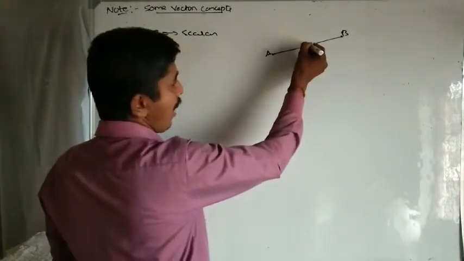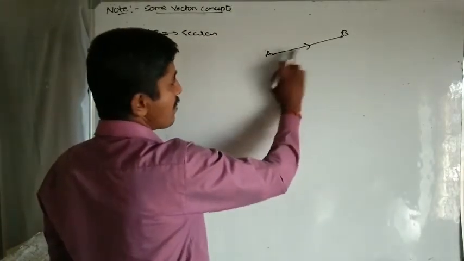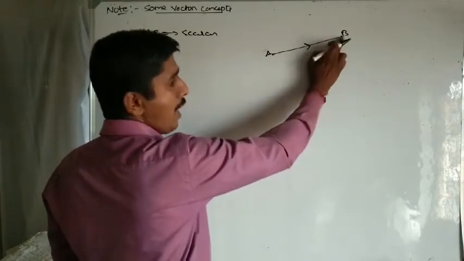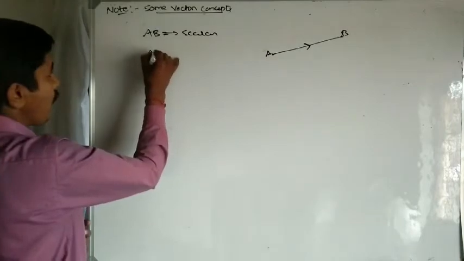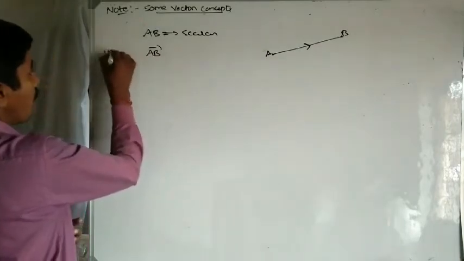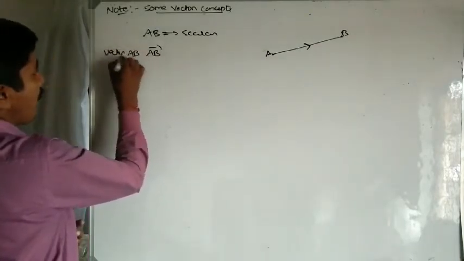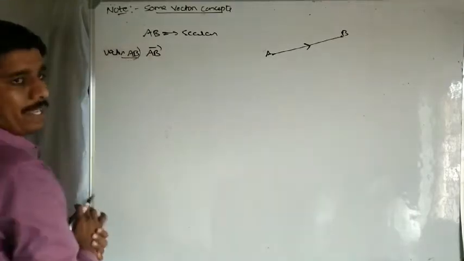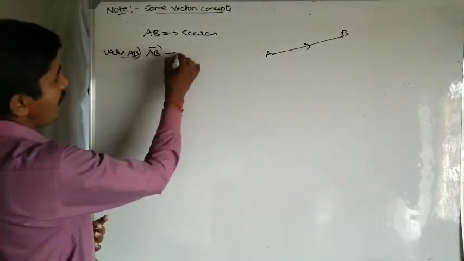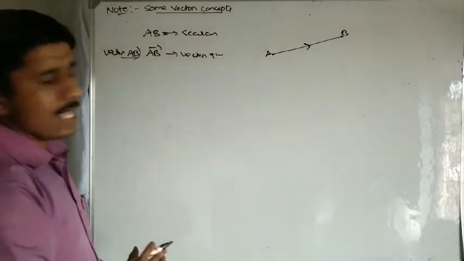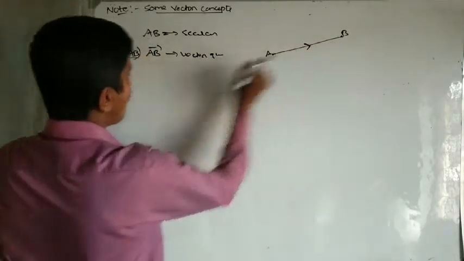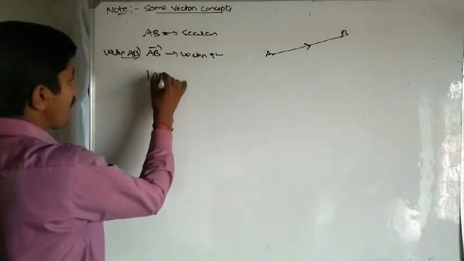Here I am giving an arrow mark like this. Arrow mark means it is directed from point A to point B. Here we say that this is vector AB, denoted by vector AB. Clearly here vector AB is a vector quantity. And the magnitude of this vector is like this.